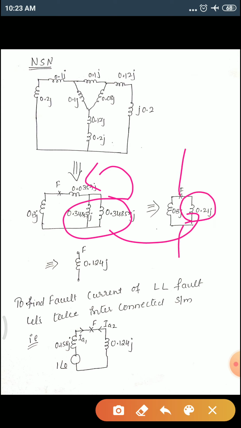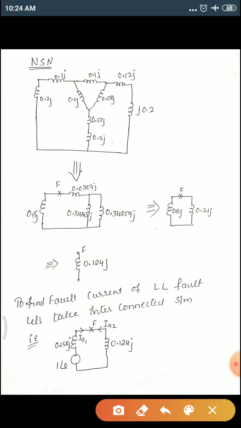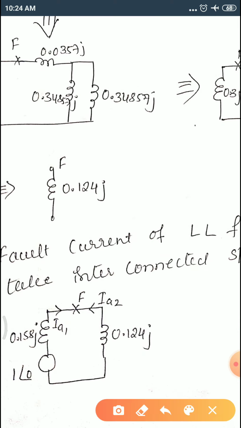Okay, now if you are considering between the fault, then these two will be in parallel, so take a parallel combination of that. It comes 0.124j. Okay, right, now we have got z1 or x1 equivalent and x2 equivalent. Let's connect it as an interconnected system. Okay, let's consider the interconnected circuit diagram. Okay, just it is to find the fault current of LL. Okay, so as we know, this is a positive sequence and it is a negative sequence network. So where is the fault? Fault is at this condition.